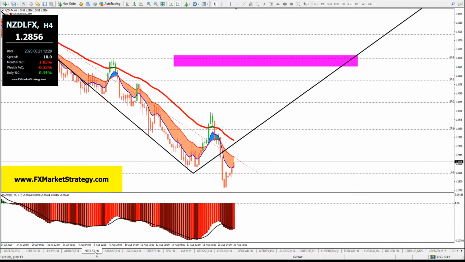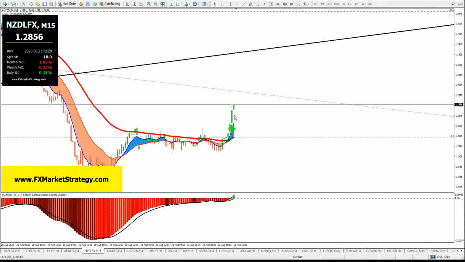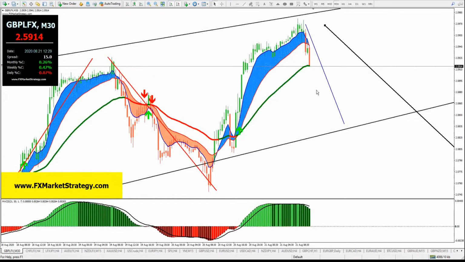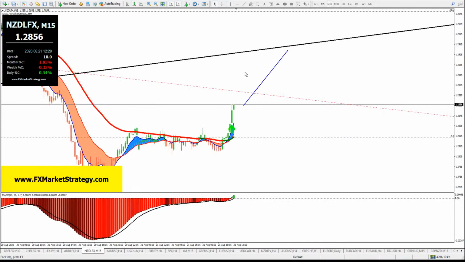If you look at the New Zealand index, this is going up. Okay. If you go to smaller time frame, the New Zealand index is going up. So we have a strong pound and weak New Zealand. So that's coming down, and that's New Zealand going up. So we have a weak pound and we have a strong New Zealand.